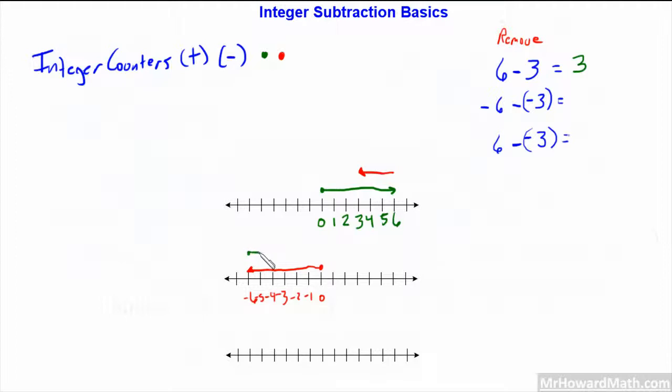Let's go 1, 2, 3, and that gets us where? To -3, right? Same answer we got before, so that's good. -3. Alright, last one. 6 minus a -3.